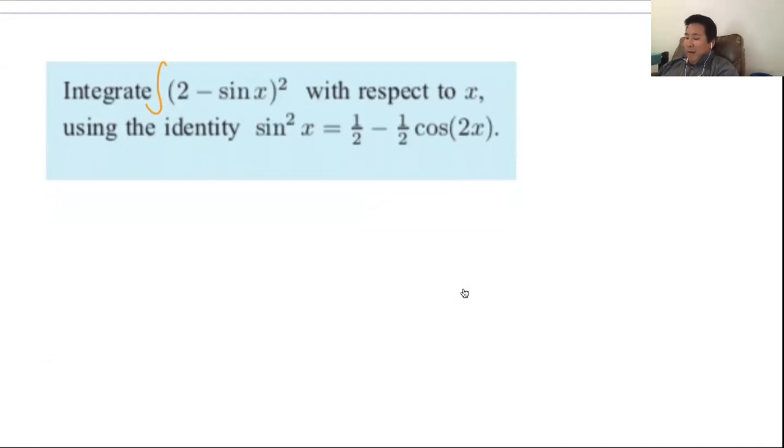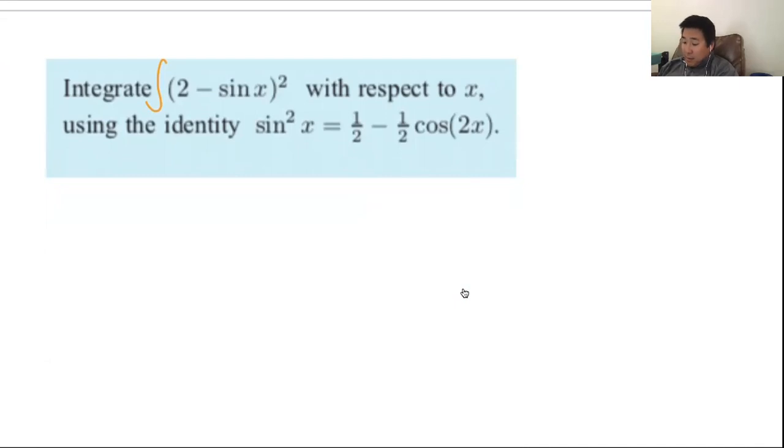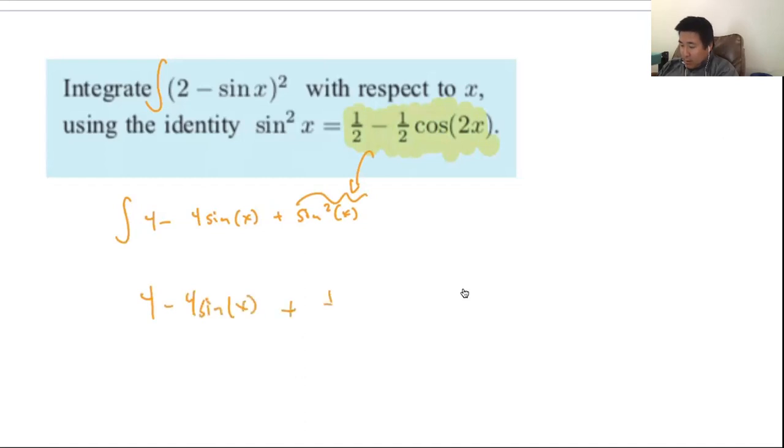Using the identity of this. So, not as clean. So I'm going to do, I think it's 4 minus 4 sine x plus sine squared x. Okay. They want me to take this and plug that in for this thing. Again, that's not the antiderivative. That's just simplifying. So I have 4 minus 4 sine x plus 1/2 minus 1/2 cosine 2x.